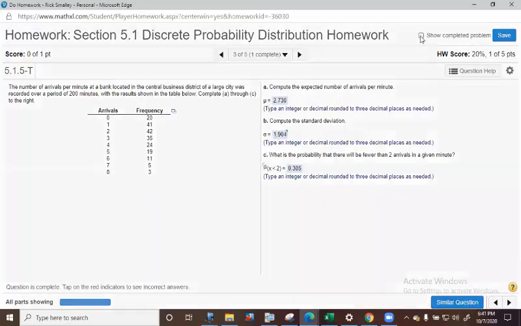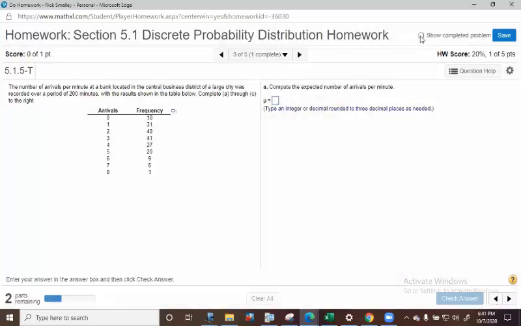In other words, to convert them to probabilities, you have to divide each number by the total. So it says 200, so you would divide each one. You can do that, but I think this will work without doing that, except for part C. All right, let's do this.